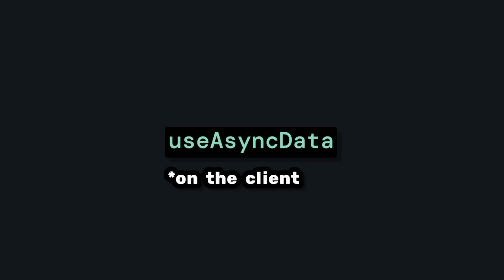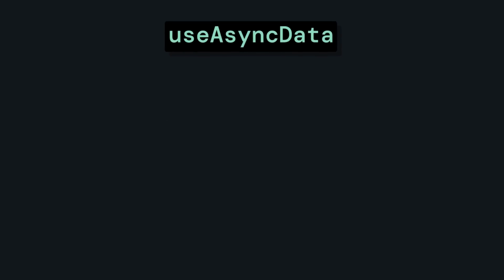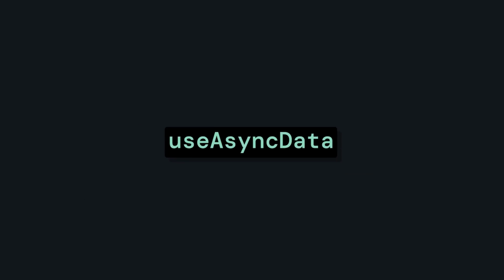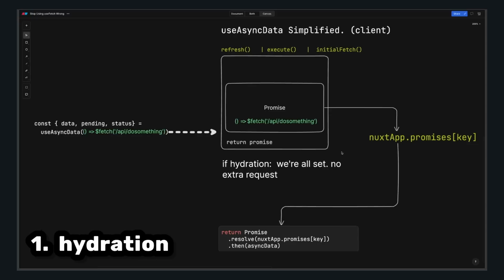What happens on the client? useAsyncData runs on the client on two different occasions. During hydration, when our component JavaScript has to run, and then when we load a new component that has useAsyncData. For example, when we navigate to a different page. And under the hood, this single composable handles these cases very well. During hydration, if we just got the data on the server, we can avoid an extra request and not make an additional fetch call.